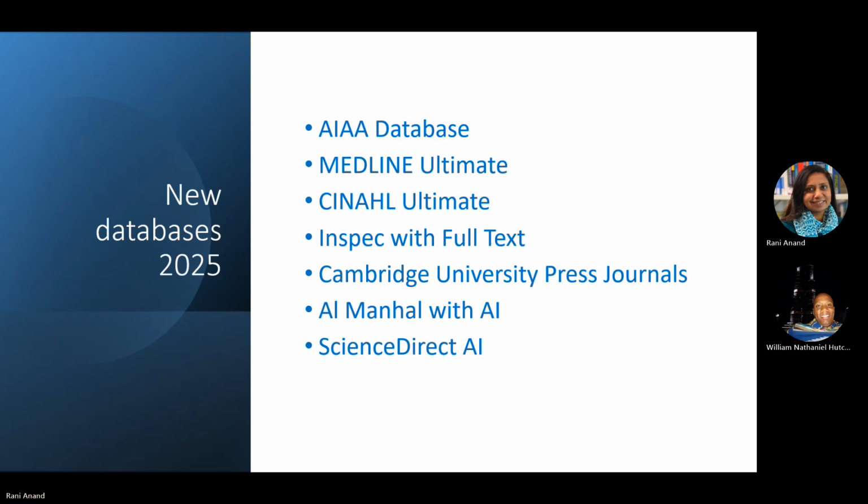Al-Malhal is an Arabic database. The database publishes papers from the region, like the Arab region. It is predominantly in the Arabic language, and nowadays it also comes with AI functionality. Then we updated Science Direct with Science Direct AI. So the library has made a tremendous effort to upgrade the database coverage and to implement artificial intelligence in the search of e-resources wherever it is applicable.